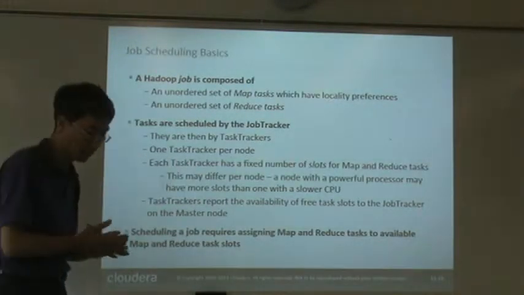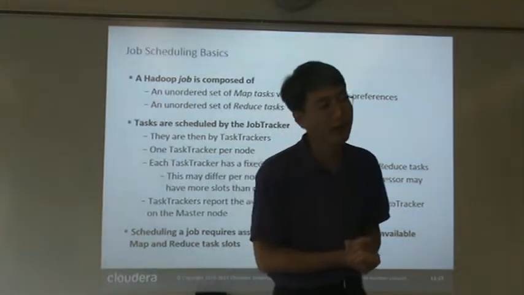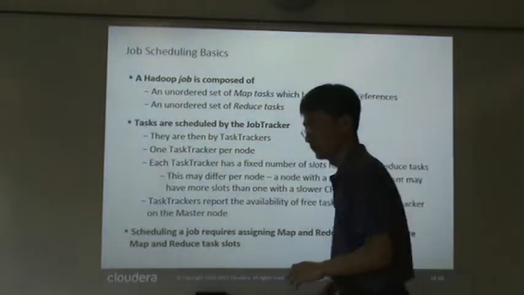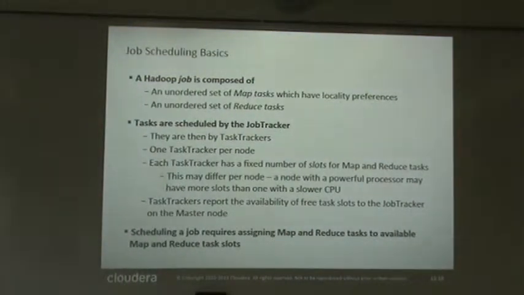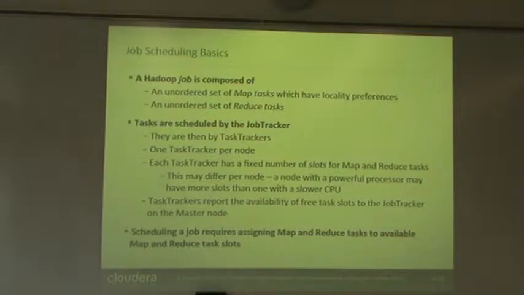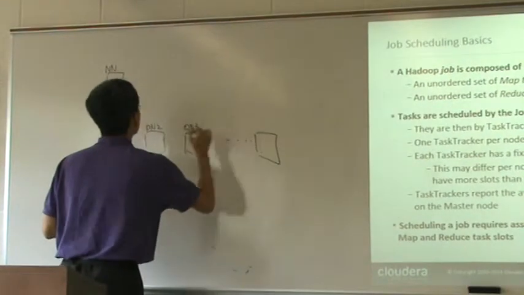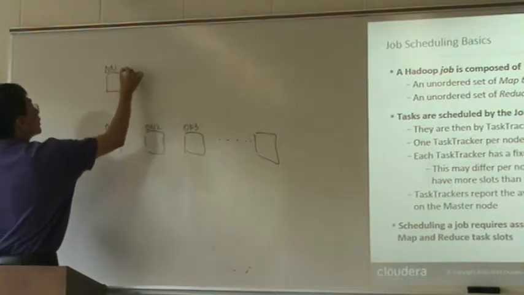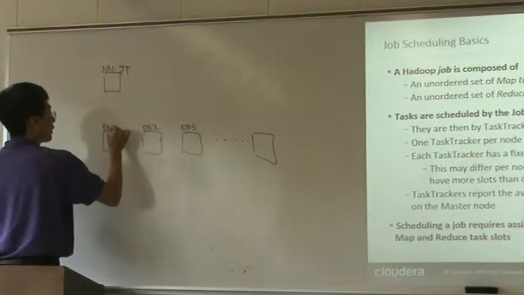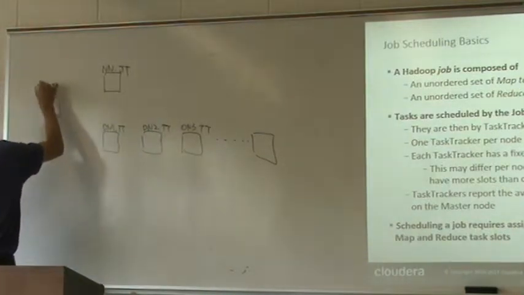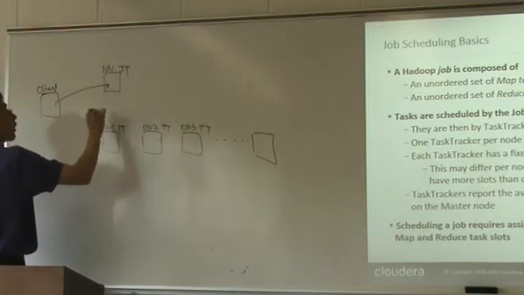Next, scheduler. Okay. So when we have many submitted jobs, for example, this is the name node. You have data node 1, data node 2, data node 3, and so on. And here's the job tracker, and task tracker, and the client will submit the job, okay?